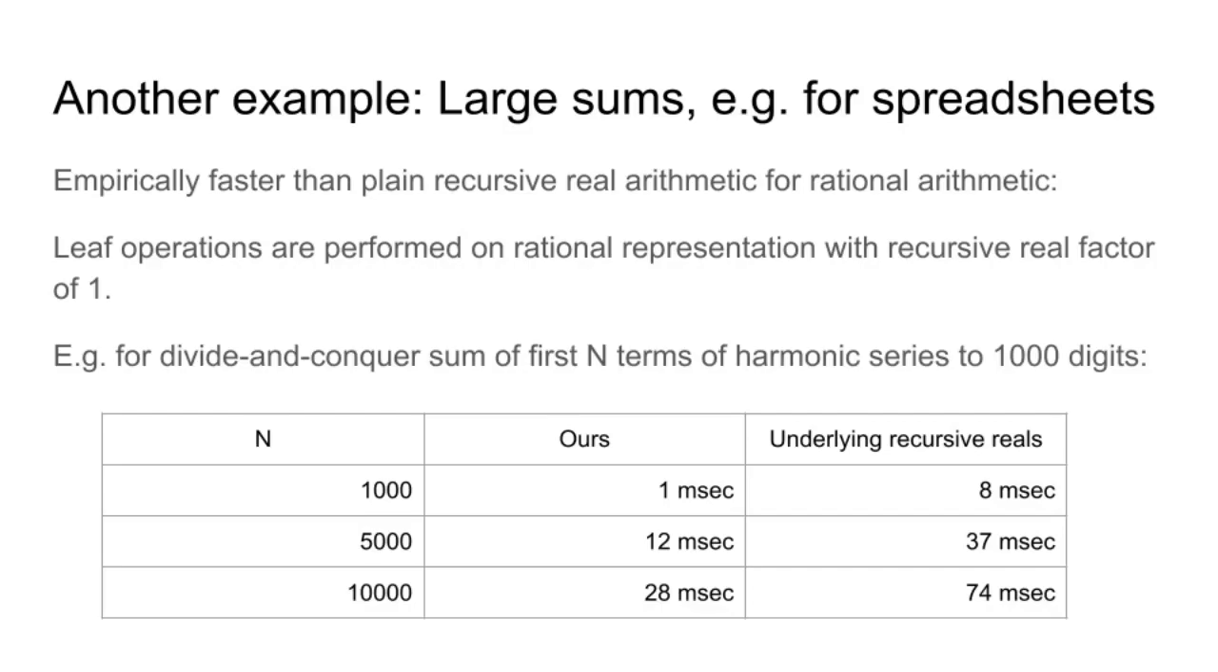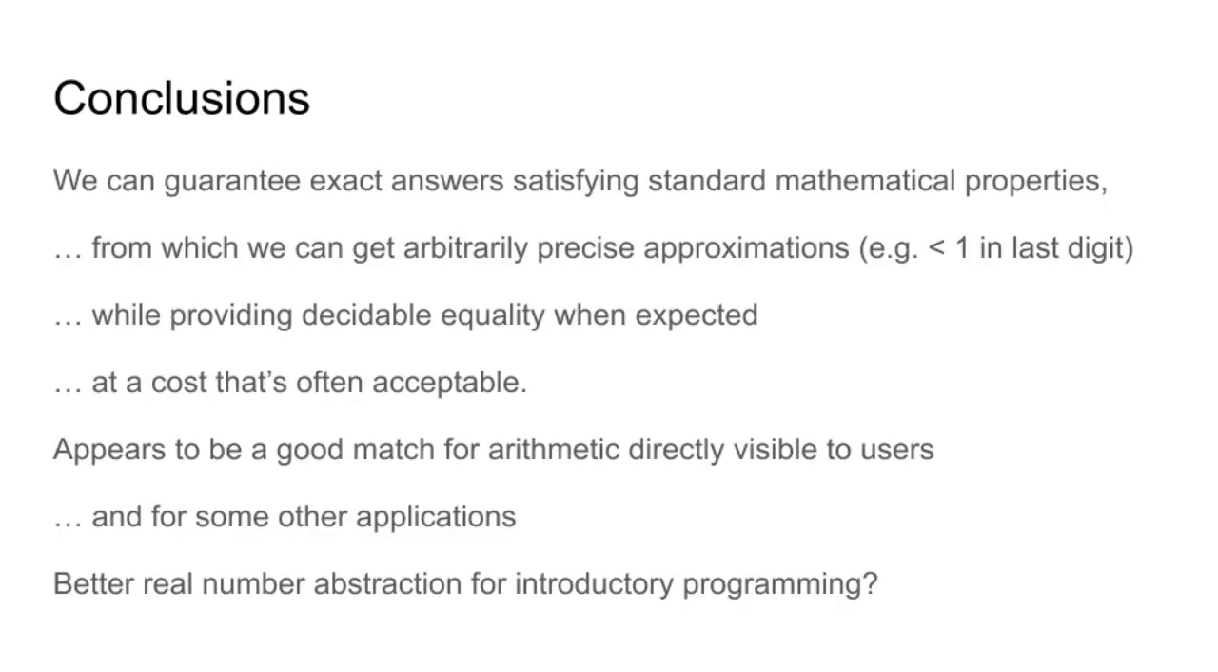That happens because the net effect of our representation is to evaluate the leaves of expression trees that evaluate rational numbers using rational arithmetic, which actually turns out to be more efficient. So as a result, we get a nice speed up over the underlying recursive reals package.